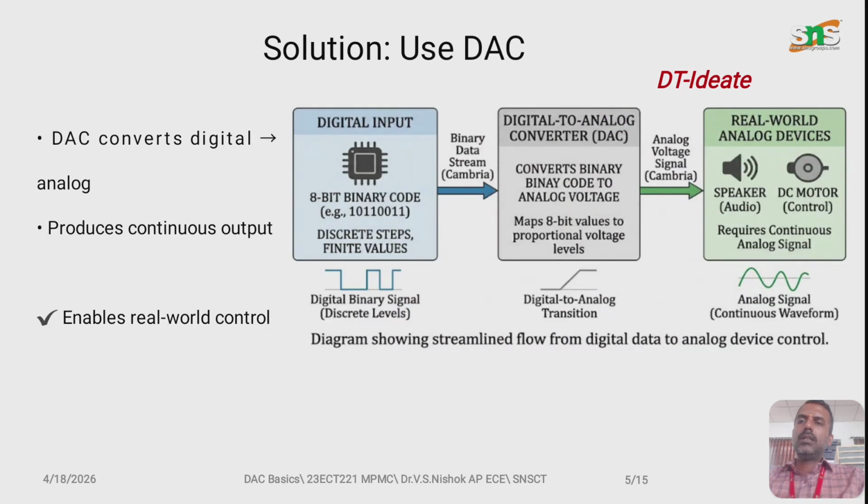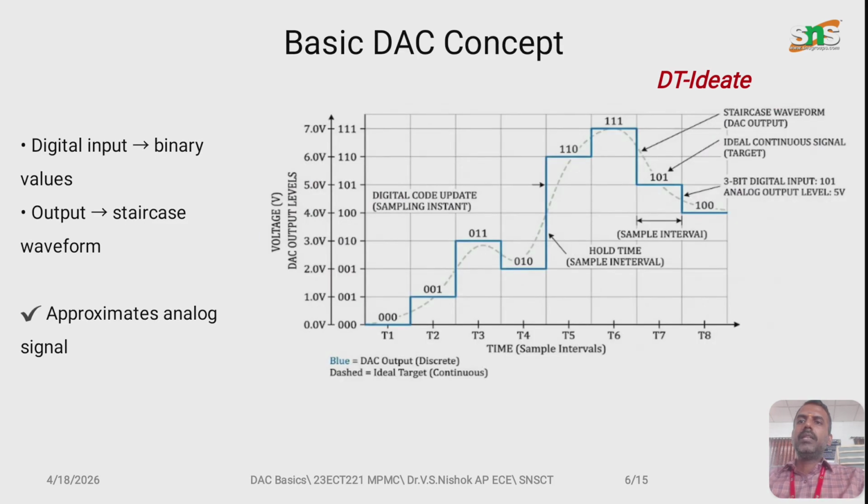So the conversion is made possible with the help of the D2A converter, that is digital to analog converter, which produces the continuous analog signal as the output, which will be better used for the real world examples. So, the basic DAC concept. The digital input given to the DAC will be in binary value and the output will be in the staircase waveform as shown in the diagram here. So it will be the approximate analog signal.